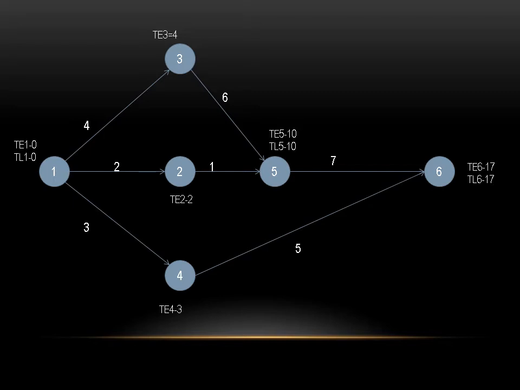17 minus 7, 10 days. Only one arrow is merged in 5 if we reverse it, so you can directly write 10. In 3, only one arrow is merging here, so you can directly write 10 minus 6, it is 4.